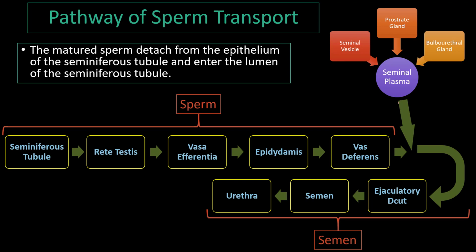So as you can see here, seminiferous tubule, rete testis, vasa efferentia, epididymis, vas deferens, and from there it receives the seminal plasma through the ejaculatory duct, and then it is called the semen, and then it moves to the urethra, and from here it goes to the outside of the body through the urethral meatus.